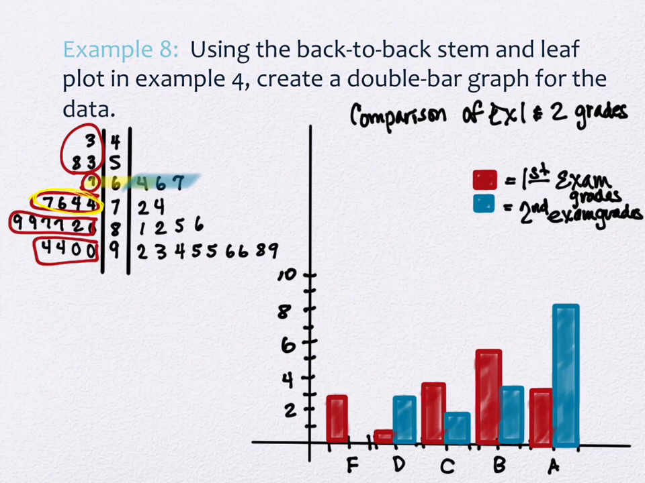What else is missing? Labels. I need a label on the bottom and on the side. Let's start with the bottom. What's the label on the bottom? Yeah, letter grades. You got it. Just like the last one, right? So down here, it's letter grades. And what about the side? Frequency.